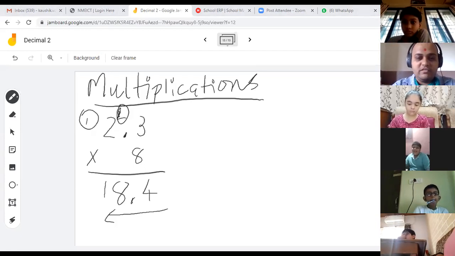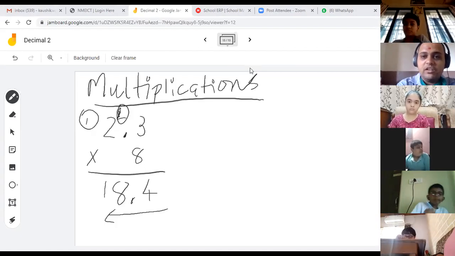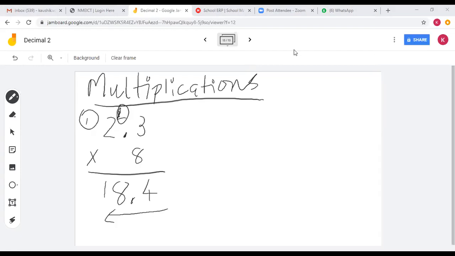Very easy. Gia, you are saying yes. Bhavya has a question. Beta, we will take the questions later at the end of the session. Now this is one type of example. Number two, where we have got two different decimal numbers. Pay attention.